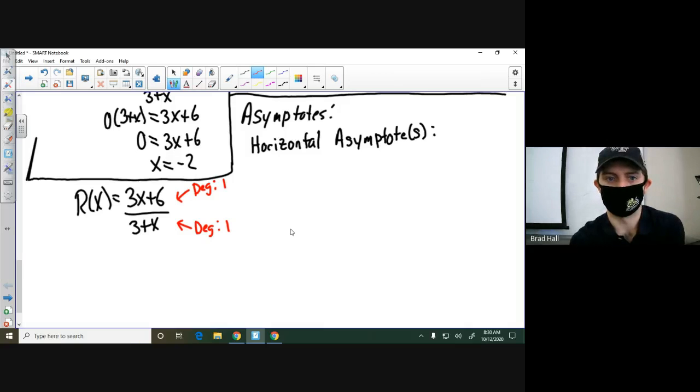The denominator is not in standard form. So don't be fooled and think that the highest term is 3.